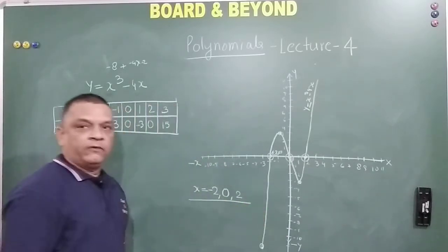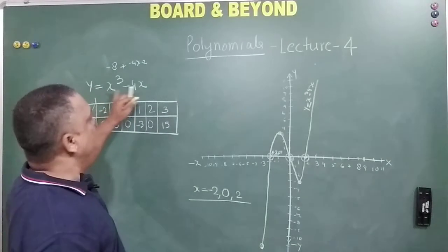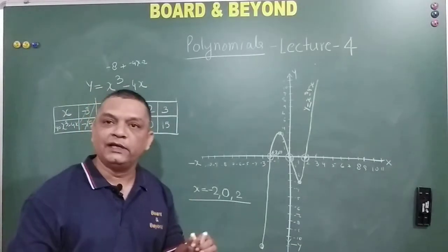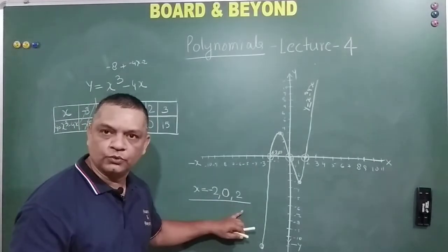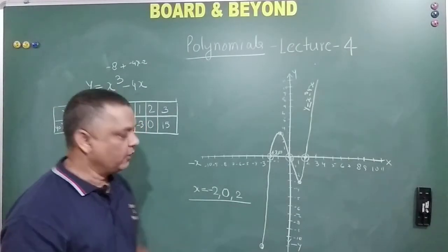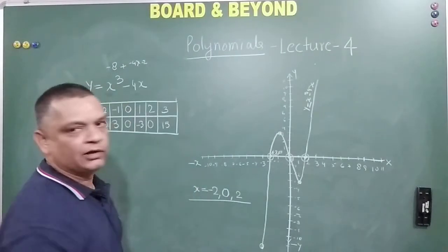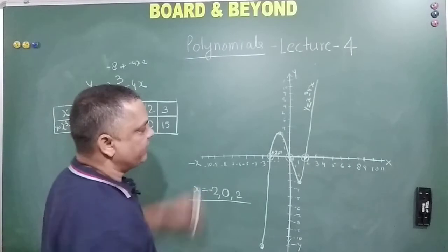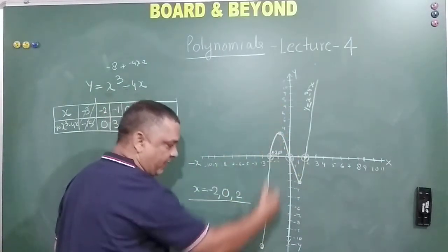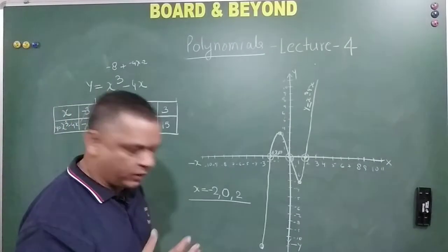So from this graph we conclude that this cubic polynomial has got 3 roots, namely minus 2, 0 and plus 2. Correct? Okay. So this was how we plot a cubic polynomial on a graph sheet. By the way, this is again a parabola, we call it a cubic parabola. Okay, thank you.